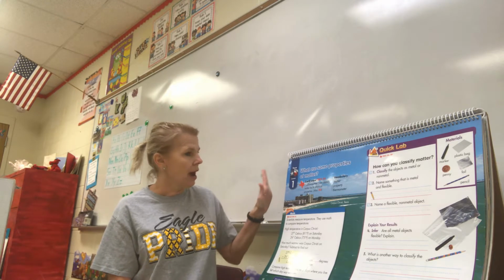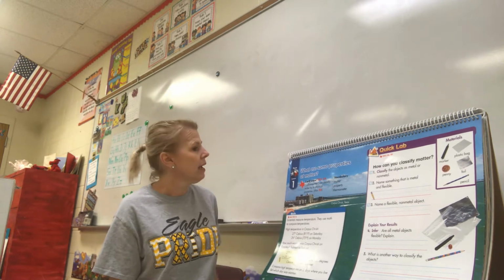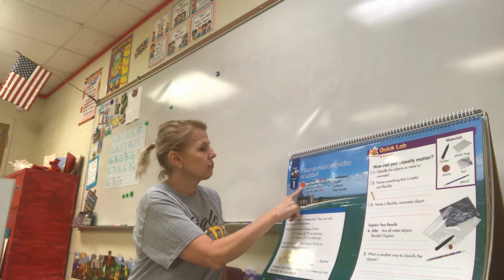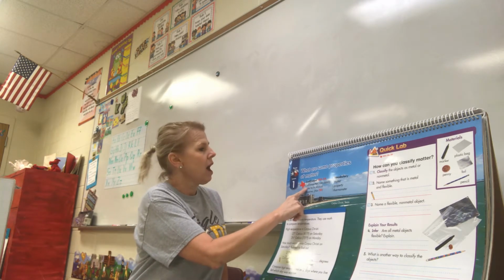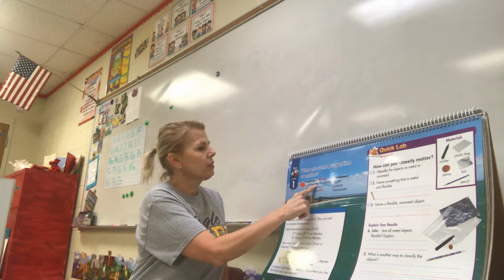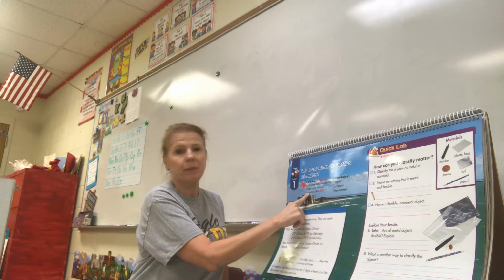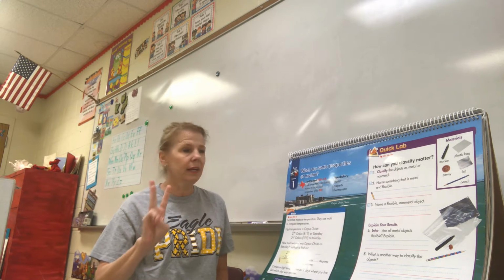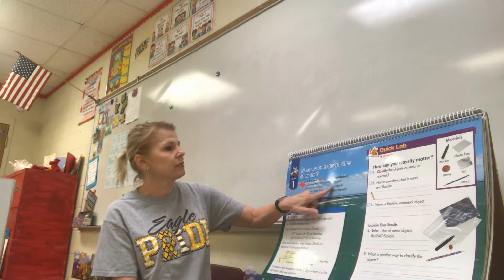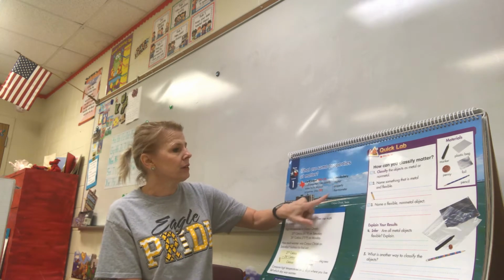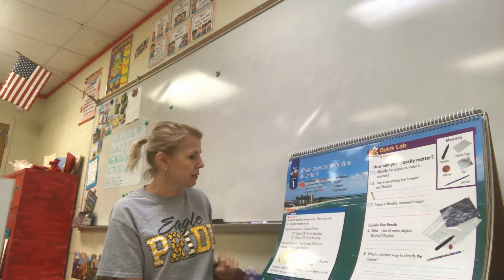So I hope you're already on page 60, and I want you to put your finger on the red X's and read the statement with me. I will know that I can classify matter by its physical properties. So we're going to have 3 vocabulary words in this lesson: matter, property, and thermometer.